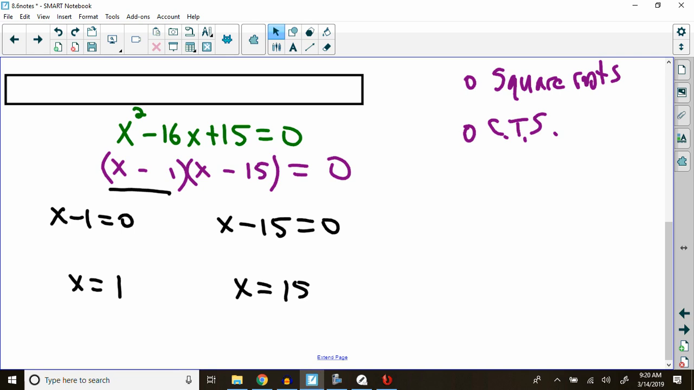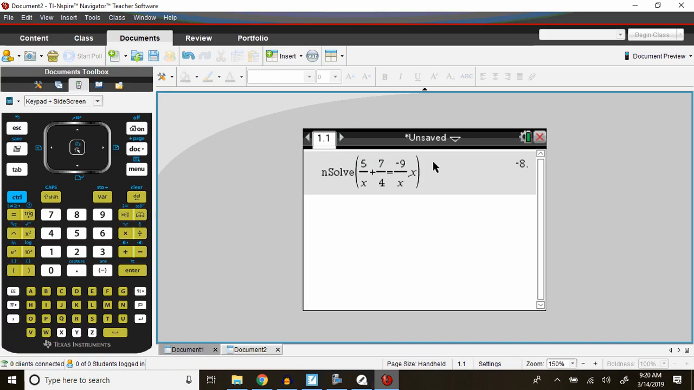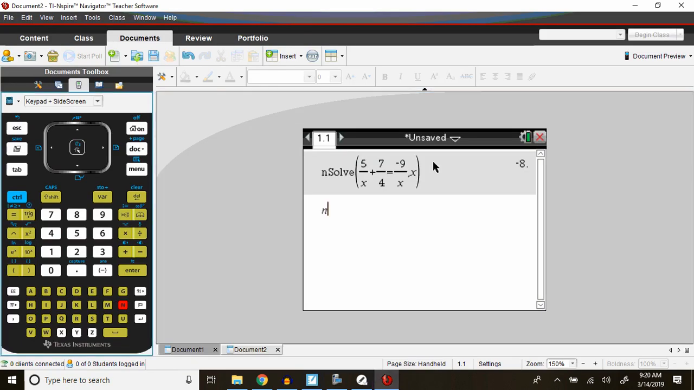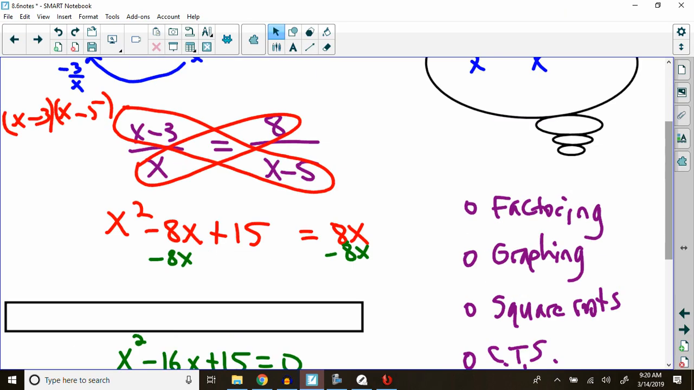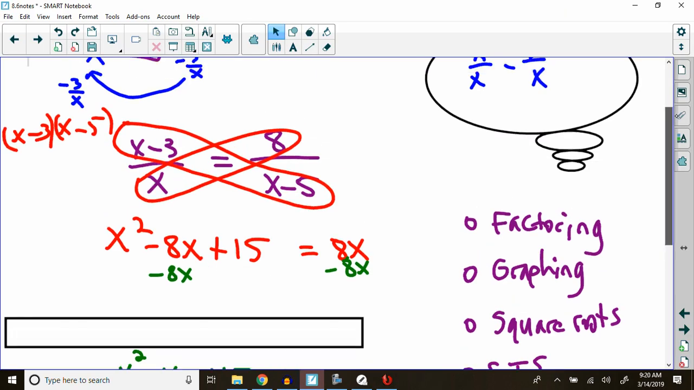I wonder if both of those are the answer. Earlier we saw that there could be two answers sometimes, right? Now, I do need to caution you. NSolve is only going to give you one answer. That's the problem that I have with NSolve. It only gives you one answer. That's why I show you that there's more than one way to solve a problem.